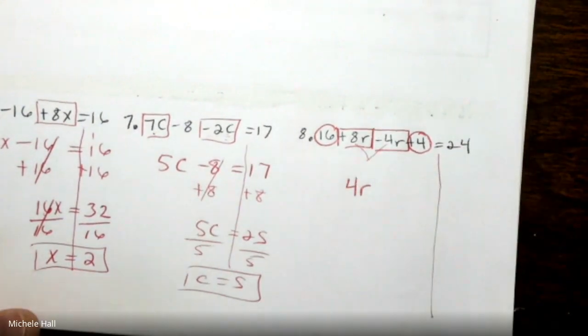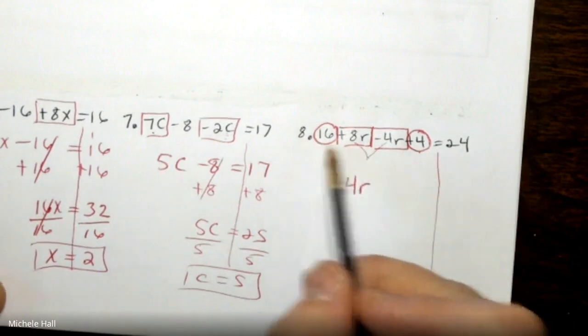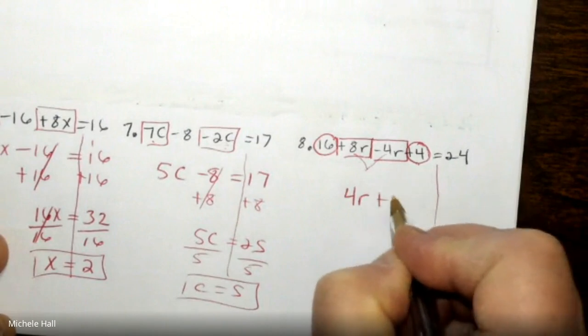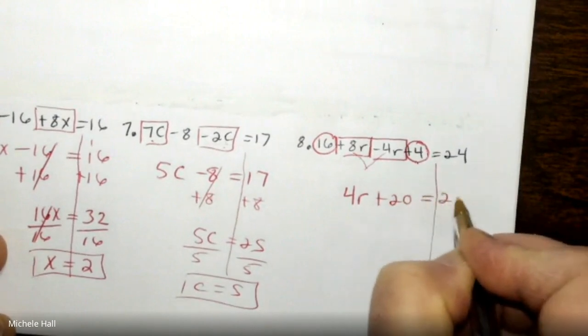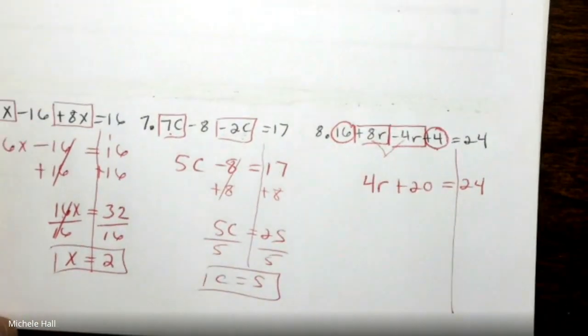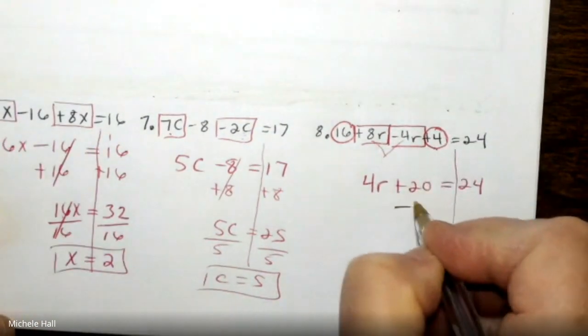And then I have another set, 16 and 4. Positive 16 and positive 4 equal positive 20. And we're down to our 2-step equation. Go ahead and solve this one, and then I'll do it.